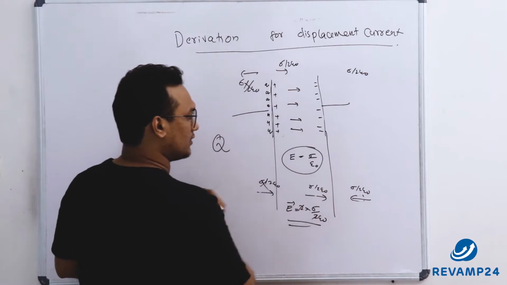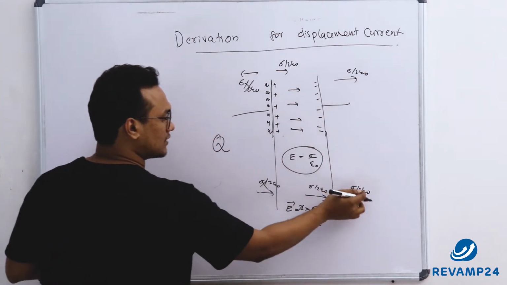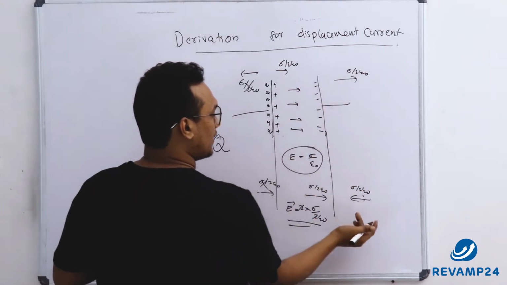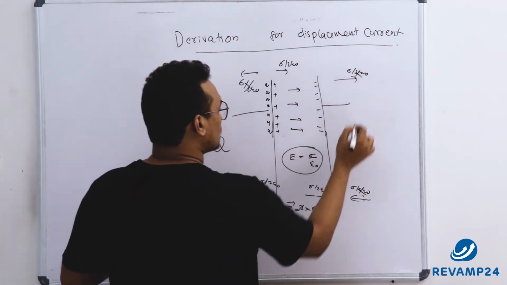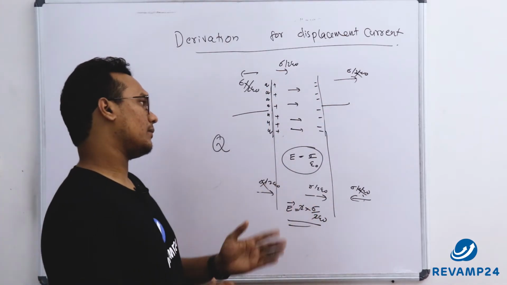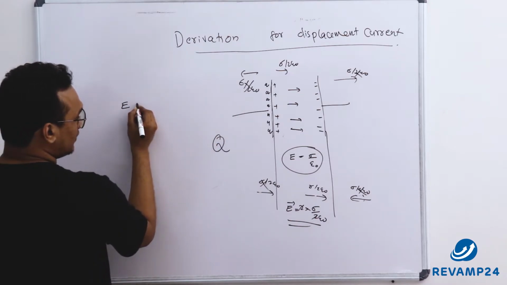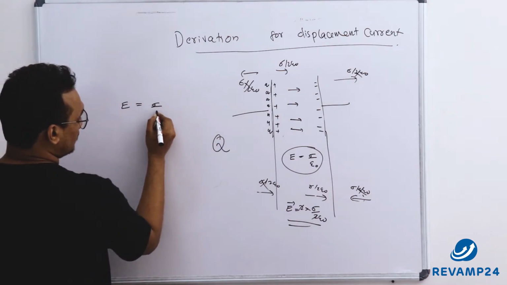That is what I have given here. The positive plate gives a field in this direction, and the negative plate gives sigma by 2 epsilon 0 in this direction; equal and opposite, they cancel outside. So we have an electric field only in between the two capacitor plates, and that is sigma by epsilon 0. So the electric field in between the two plates of a parallel plate capacitor is equal to sigma by epsilon 0.